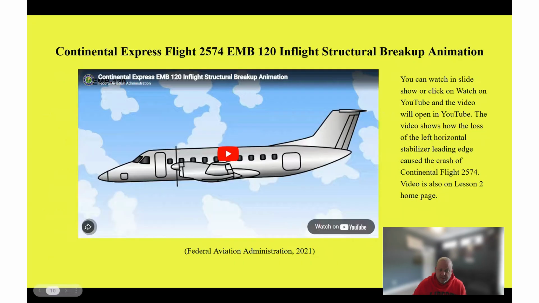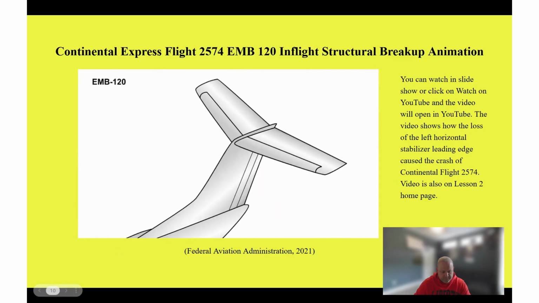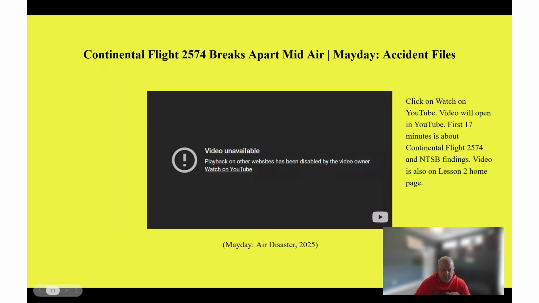And then we've got a couple of videos that we don't have time for, but they'll be on the Lesson 2 homepage. This is a breakup animation that the FAA did. It shows how, when the fairing came off, the aircraft crashed. And the EMB-120 is a twin-engine aircraft that features a horizontal stabilizer. And this one is from a TV show. You'll have to open it up in YouTube to watch it, but it's pretty good as well. It has a bunch of interviews with the actual NTSB inspectors. As I said, everything will be on the Lesson 2 homepage.